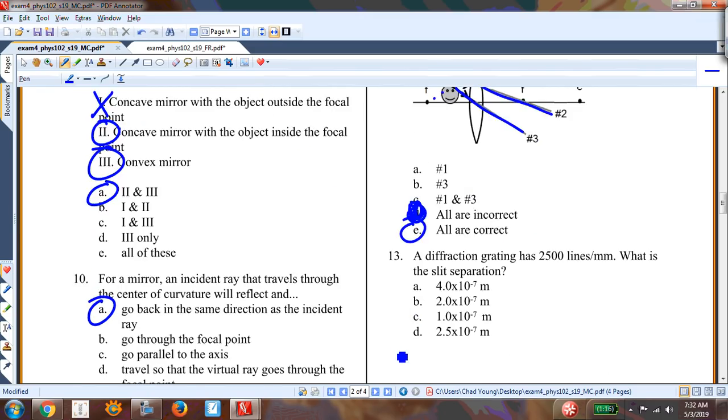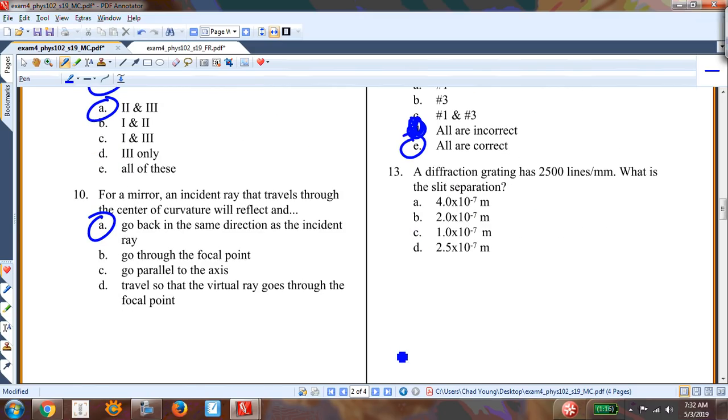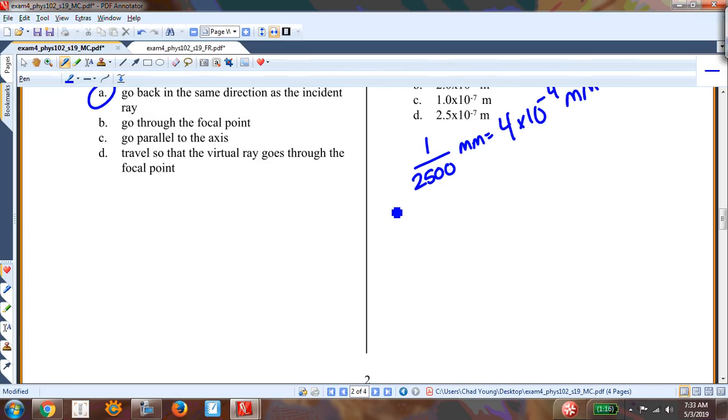E, all are correct. Diffraction grating has 2,500 lines per millimeter. What is the slit separation? Oh, we did one very similar to this on the free response. 2,500 lines per millimeter. That's going to be 4 times 10 to the minus 4 millimeters, which is 4 times 10 to the minus 7.